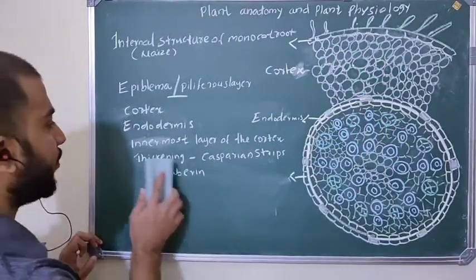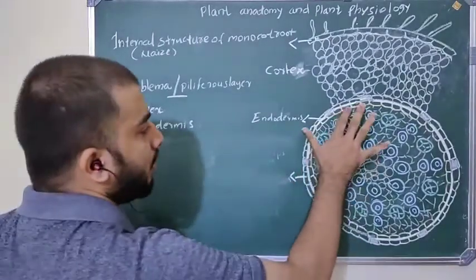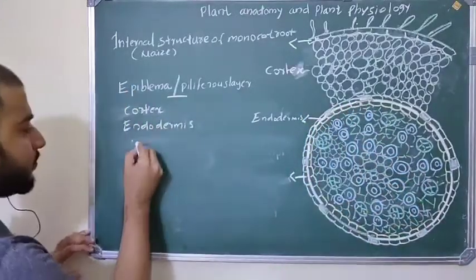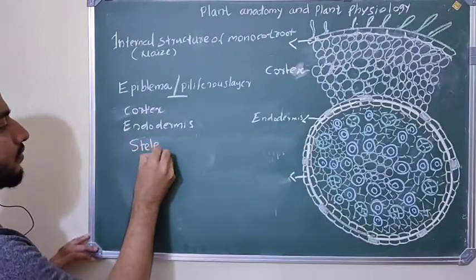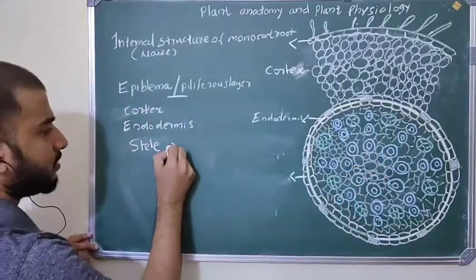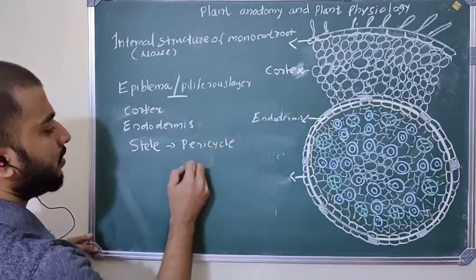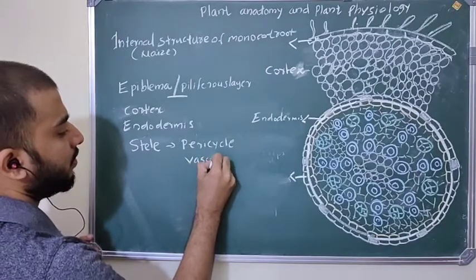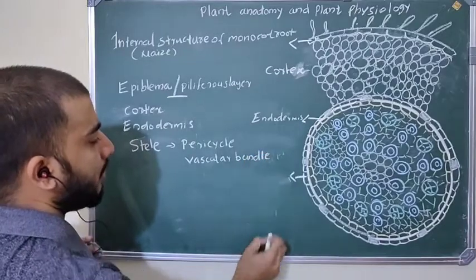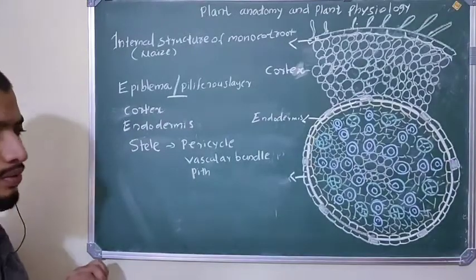Then after endodermis, the next part is the stele. The remaining portion after endodermis is called stele. This stele mainly consists of three parts: pericycle, vascular bundle, and pith.